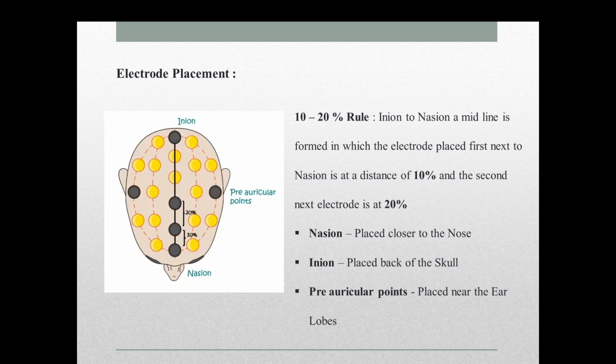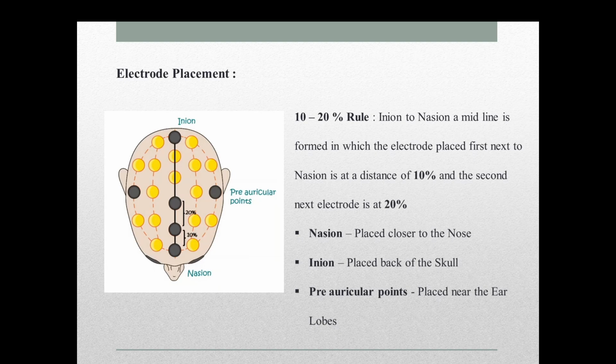Next, we will see the main part of EEG, that is the placement of electrodes, which is the main thing for recording the electrical activity of the brain. It follows a conventional system, the 10-20 percent rule. In this, there are three important landmarks used to form the rule. The first is the nasion, placed closer to the nose. This is the top view of the skull. The inion is placed at the back of the skull, and the preauricular points are placed near the earlobes.